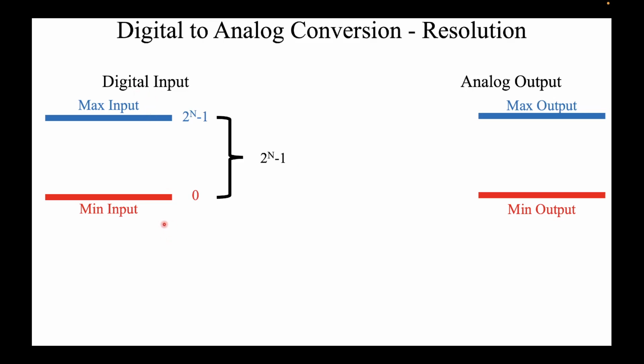Now we know for digital input the minimum input can be 0 and the maximum for an n-bit digital input can be 2 raised to the power n minus 1. And so the range will be 2 raised to the power n minus 1, the maximum minus minimum. Similarly, on the analog side, there will be some corresponding voltage Vmin and some corresponding voltage Vmax. And their difference would be Vmax minus Vmin.